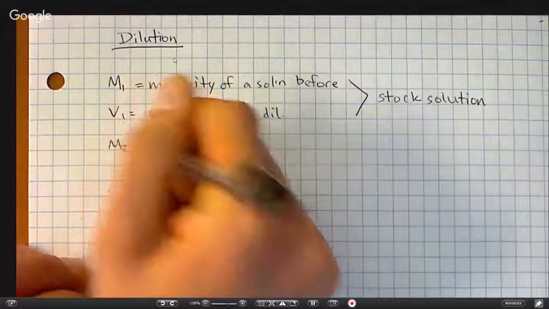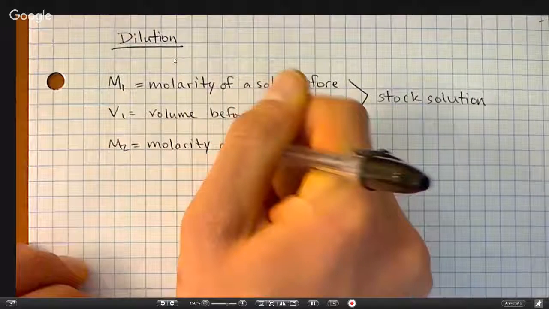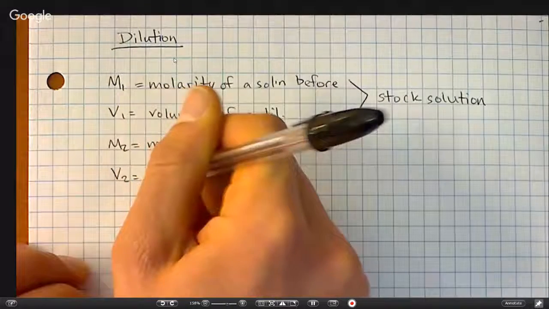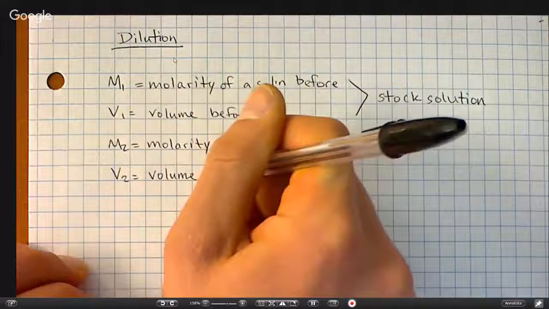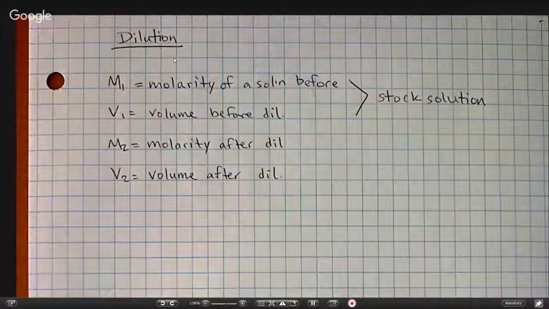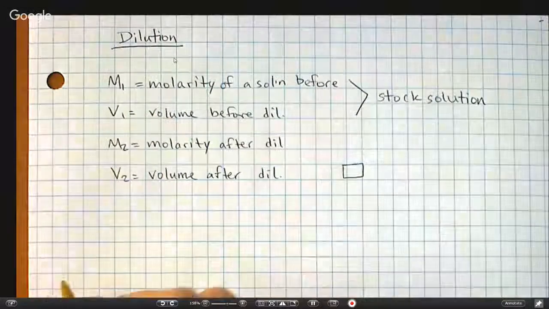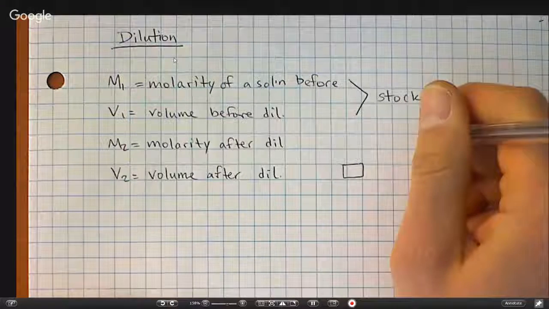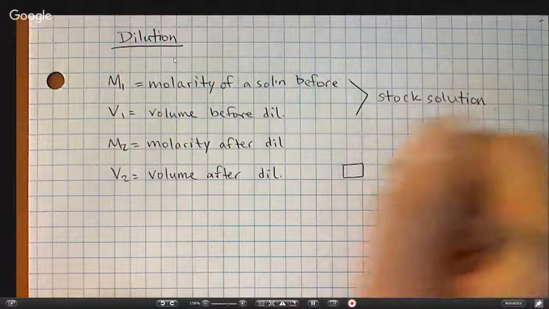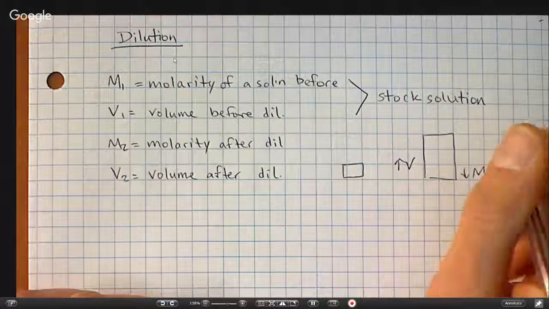Then we have M2, which is the molarity after dilution, and V2 is the volume after dilution. So with dilution, we are making a less concentrated solution. We're going to take some amount here and increase the volume from before to after, but as a result, it becomes less concentrated.